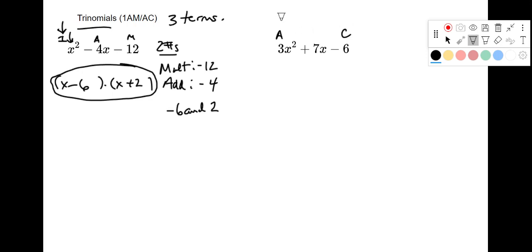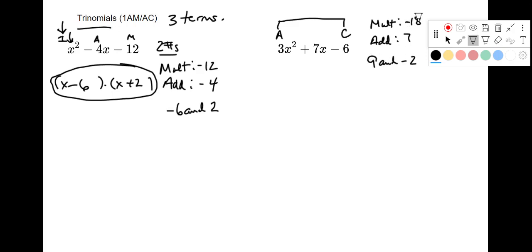So I'm going to show you how the AC method works, or remind you how it works real quick. The AC method involves you multiplying the A and the C. So the two numbers that I find have to multiply to be negative 18. 3 times negative 6. They're going to have to add together to be the middle term, which is 7. So those two numbers that I'm looking for are 9 and negative 2.